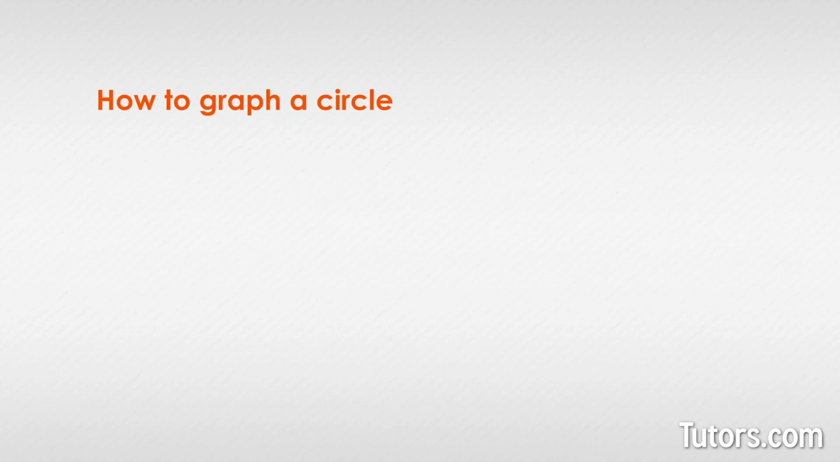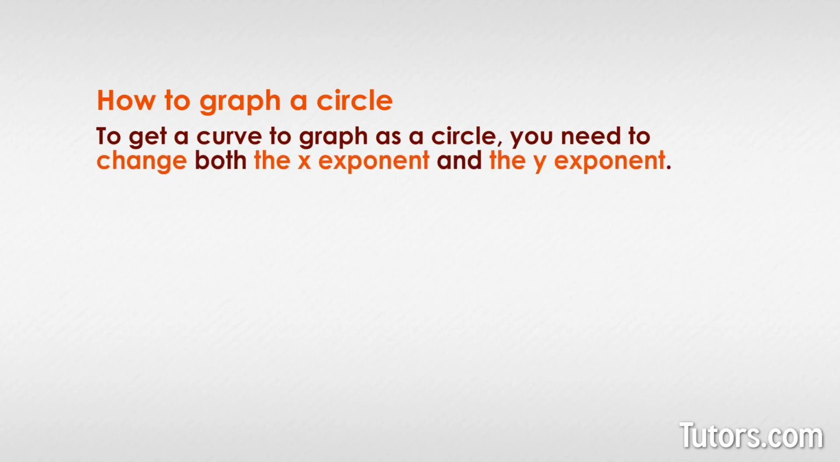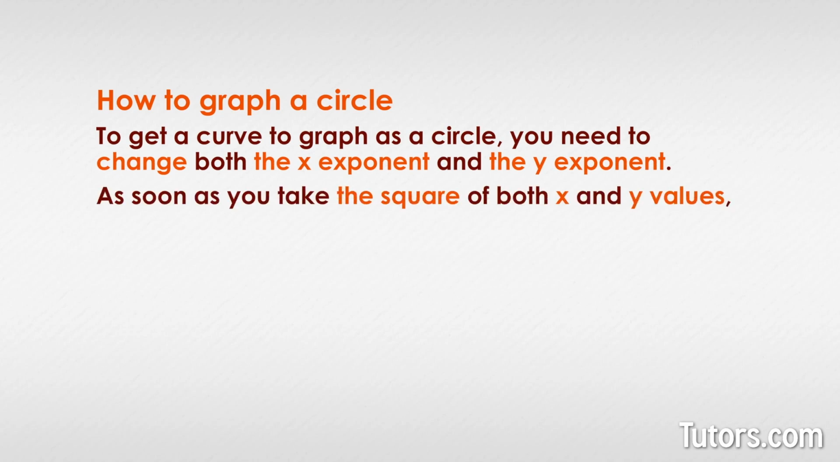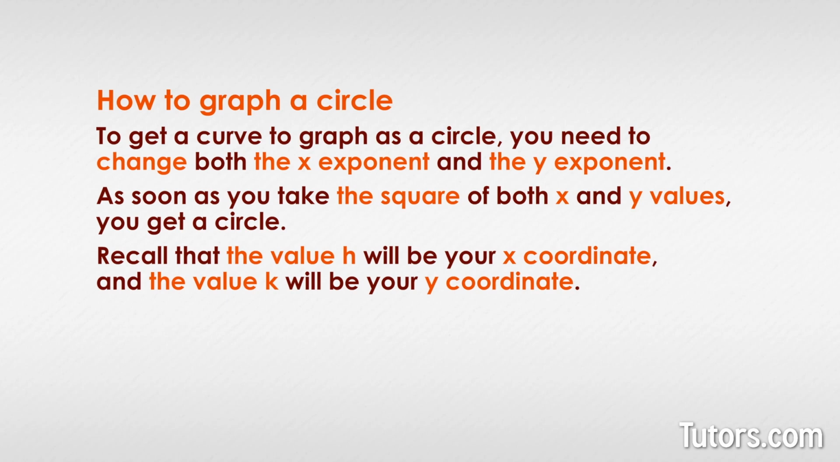Now, let's look at how to graph a circle. A circle can be thought of as a graphed line that curves in both its x and y values. To get a curve to graph as a circle, you need to change both the x exponent and the y exponent. As soon as you take the square of both x and y values, you get a circle. To plot that for yourself, recall that the value h will be your x-coordinate, and the value k will be your y-coordinate. Together, h, k give you the center point.